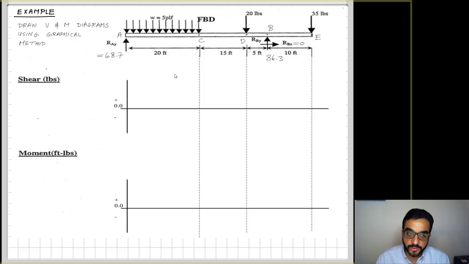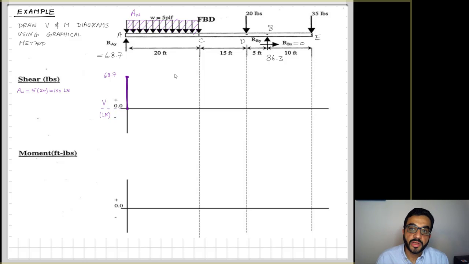To start, we begin with V, the shear, and then we will use the shear diagram to draw the moment diagram. I start with the shear from the left, and I start with 0, but right away I have the reaction at A going up, so I jump to the value of the reaction, 68.7, positive. Then, going to the right, the next point of interest is the discontinuity point I will hit here, point C.